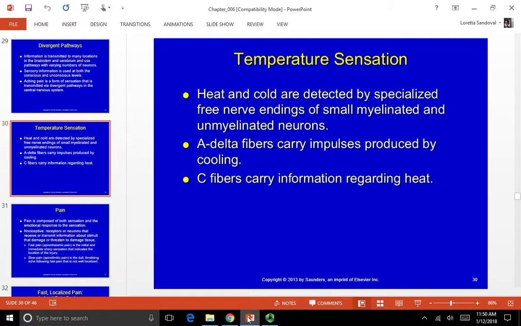So heat and cold are detected by specialized nerve endings of small myelinated and unmyelinated neurons, or relatively unmyelinated. A delta fibers carry impulses produced by cooling. C fibers carry information regarding heat. So we're going to feel cold faster than we feel heat because A delta fibers are faster, right?